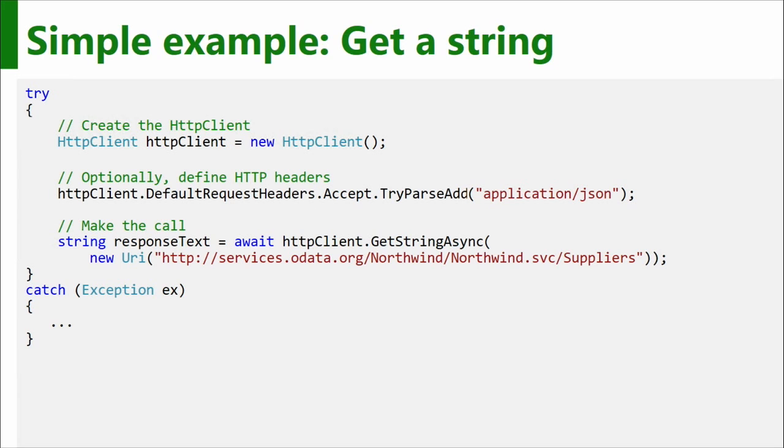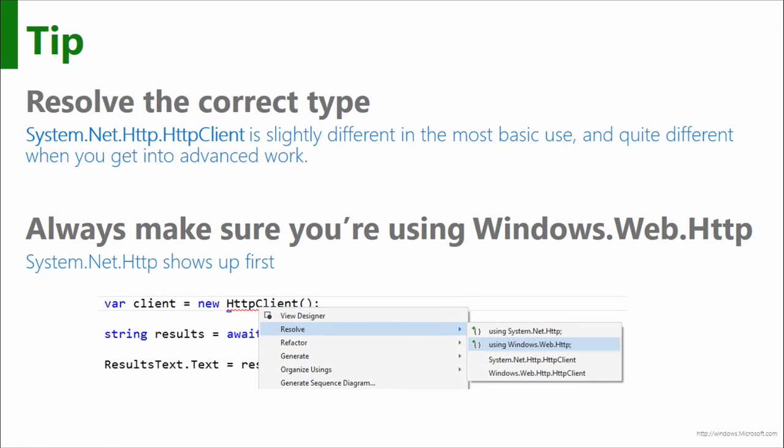And then you could just call, in this case, GetStringAsync. There's a whole bunch of other methods on HTTP client. So in this case, we're expecting a JSON string back. And then you specify the URI of the service, which you will recognize looks like our old friend, the Northwind database. I do recognize. Yeah, this is confirming what you were saying about resolving the correct type.